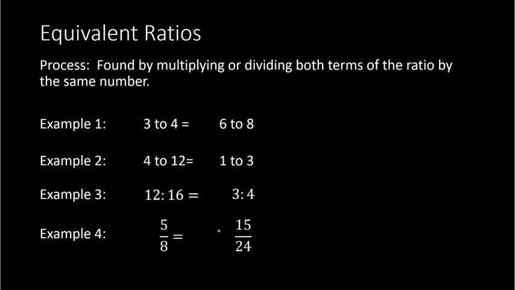Now, typically speaking, we're going to want to write our ratios in simplest form. So 1 to 3 would be the simplest form, or 3 to 4, or 5 to 8, where we cannot divide by anything further. That's typically what we want to do, but make sure you can write a larger expression if needed as well.